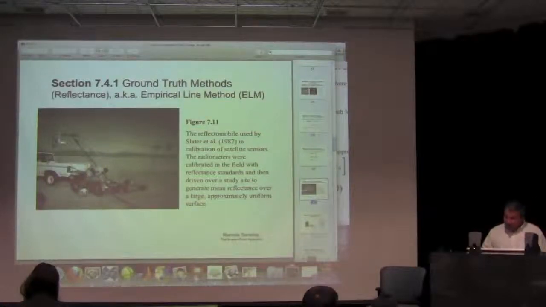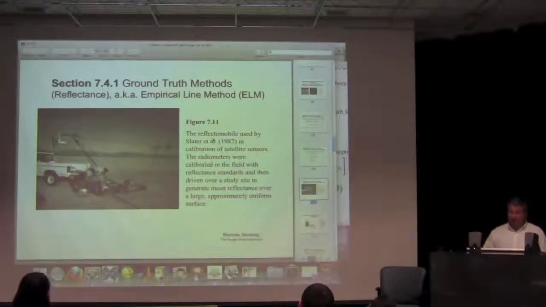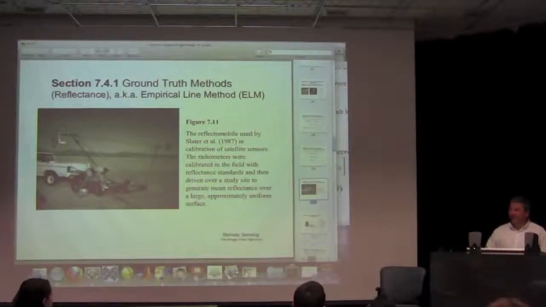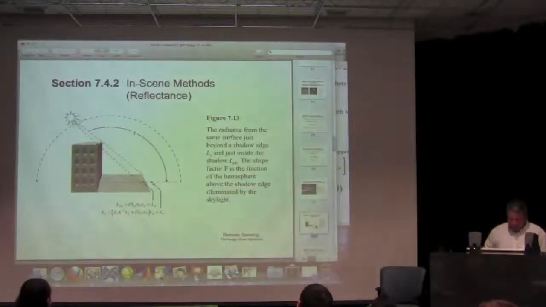So the folks out at U of A, this is Phil Slater, who's long retired, but he built this thing that he actually called a reflectomobile, which was a little trailer he dragged around the back of his pickup with a radiometer hanging off the back, and he would just take measurements driving across the dry lake beds and sands that are out there. And these were great things to be able to do. My guess is he did that once, and then grad students do it after that.